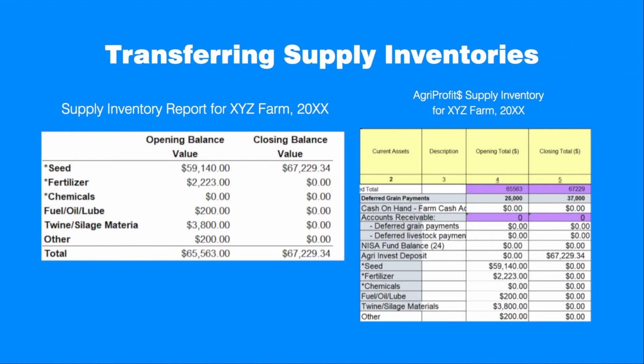In the example, the producer transfers supply inventory data to the corresponding section of the AgriProfits current assets table. For this type of inventory, there is no need for quantity or volume. The dollar values of opening and closing balances are sufficient.